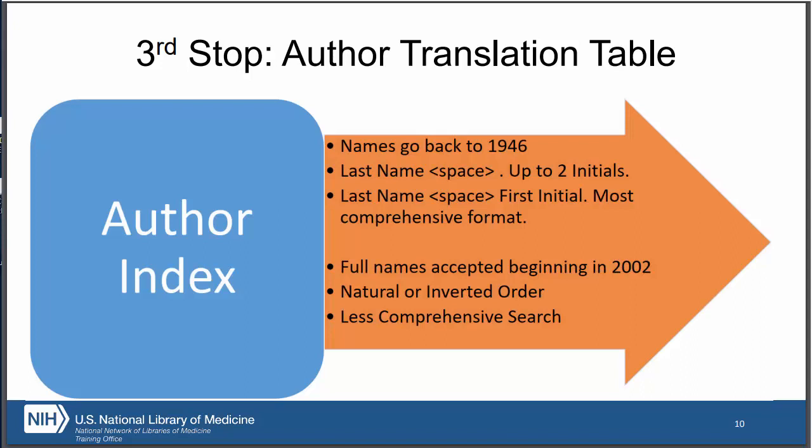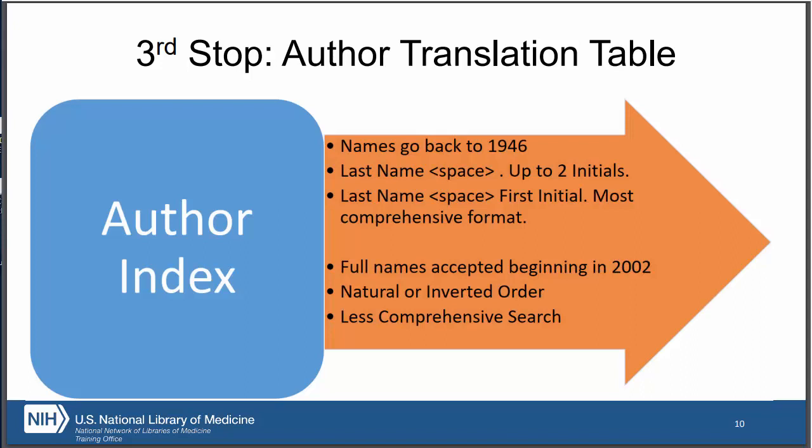The author index contains all author names going back to 1946. If you wrote an article that's indexed in PubMed, your name is included in the author index. NLM suggests searching with the last name and the first initial to run the most comprehensive search. However, you can use up to 2 initials because the author index includes up to 2 initials for authors when that information has been provided by publishers.